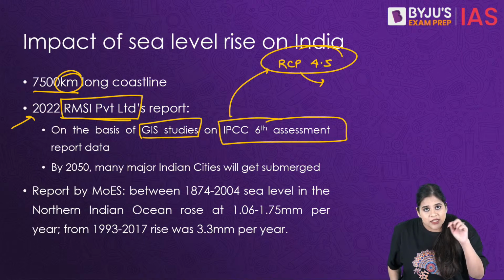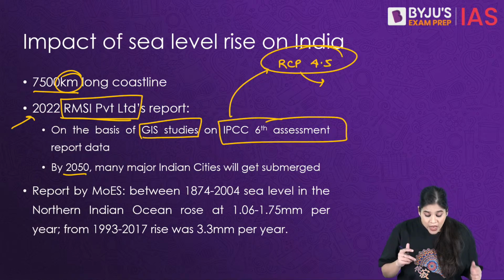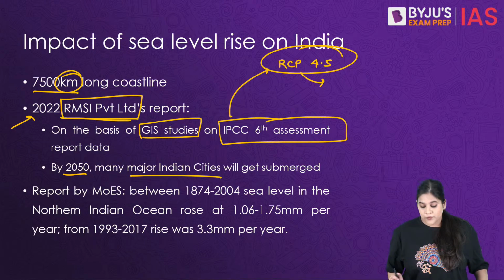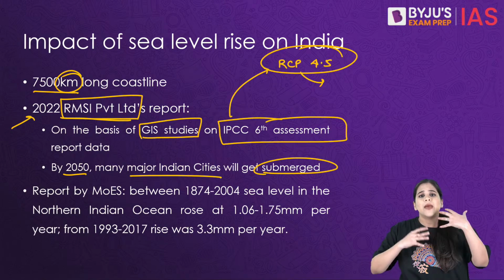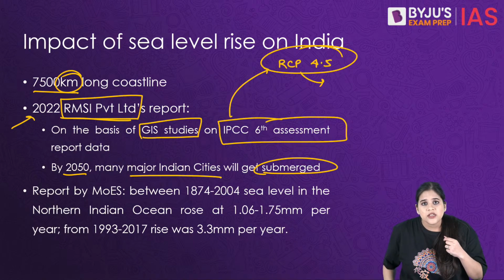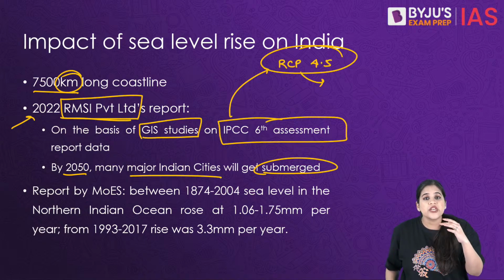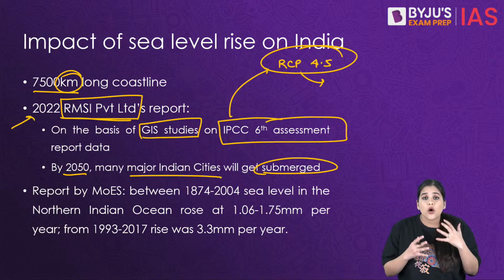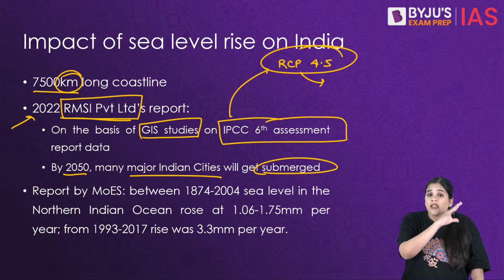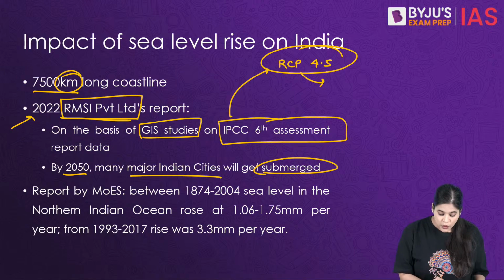So according to these studies, they predicted that by the year 2050, many major Indian cities, or major parts of them, will get submerged. So what are these cities? We have Mumbai, Bangalore, Kochi, Thiruvananthapuram, Chennai, Visakhapatnam. So they talked about these cities, that these few cities will get highly submerged.